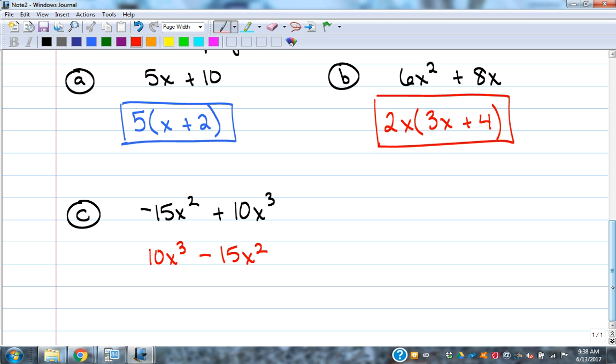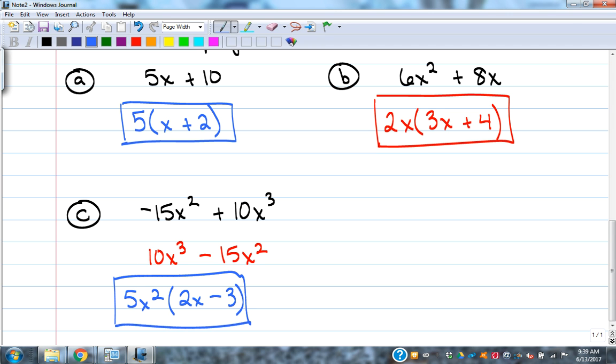Okay. What do 10x to the third and 15x squared have in common? 5x squared. 5 goes into 10 and 15. It's the biggest number that goes into those two. And then this one has 3 x's. This one has 2. So that means they have 2 in common that they share. Okay. So what's left in the parentheses then? 2x. 2x minus 3. We've factored that polynomial by greatest common factor.